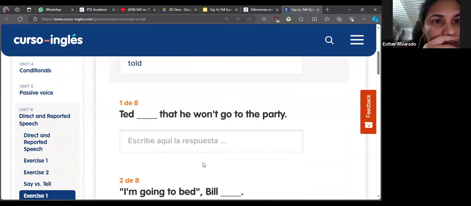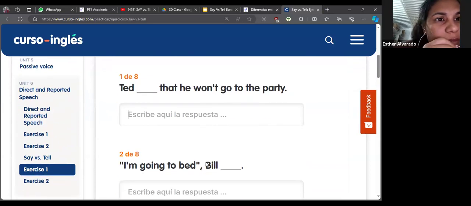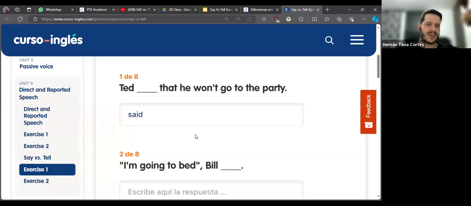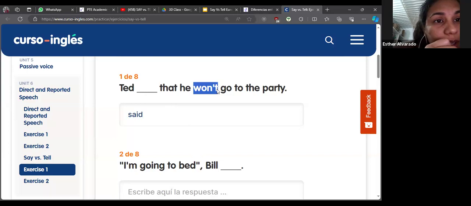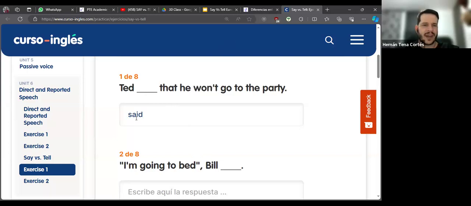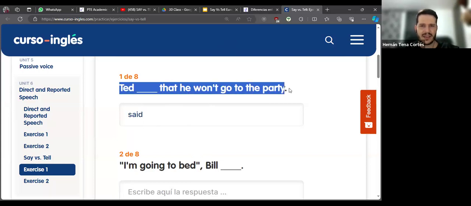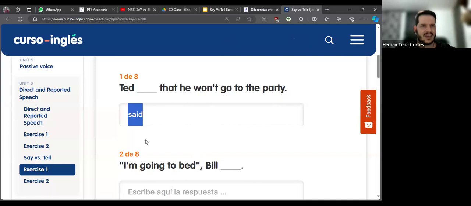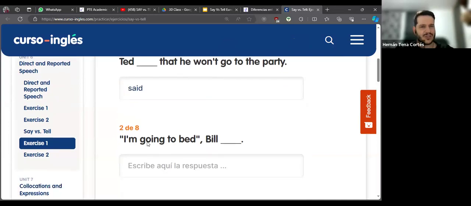All right. Ted said that he won't go to the party. Very good. And we know that we're going to use said in the past because look, this is something that ya pasó. Él ya lo dijo. Él dijo que no iba a la fiesta, ¿cierto? Ya lo dijo en el pasado. Said. Very good. Very good, Esther.